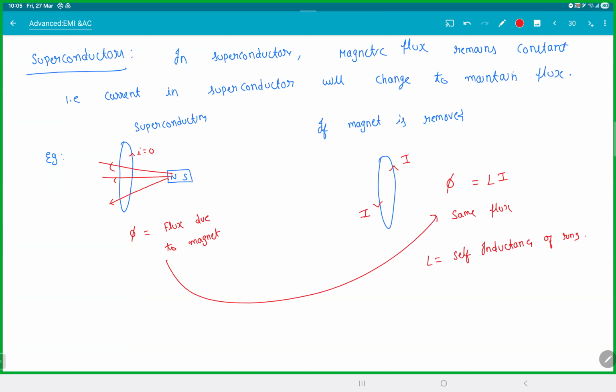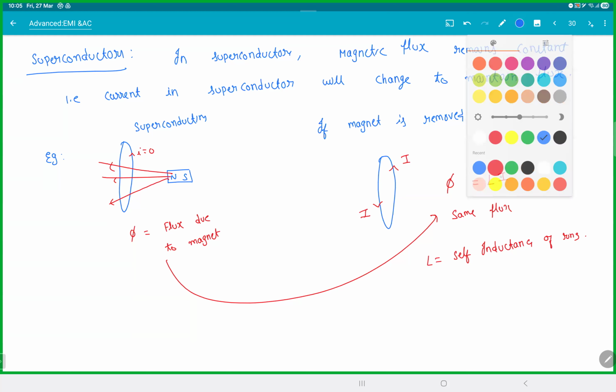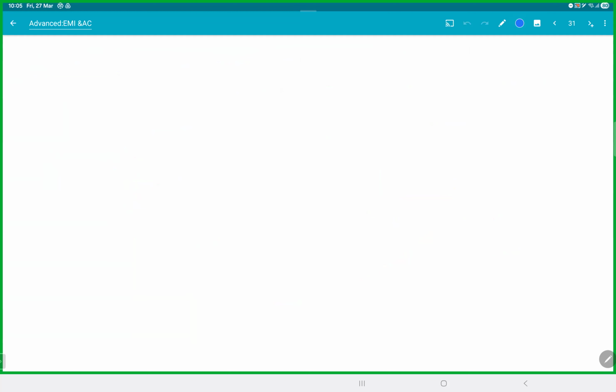That's it. This will be the concept. Mostly they will explain this in 5 to 7 lines and you're done. This is the whole idea there. So how will they frame a question on this? See, we got a ring. We got a ring. So self-inductance L, self-inductance L.